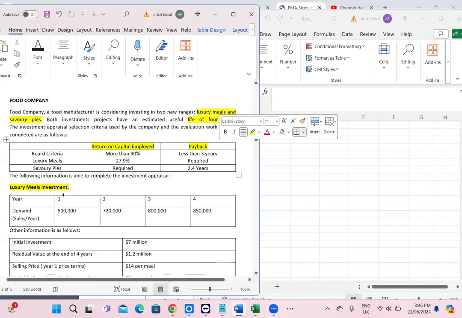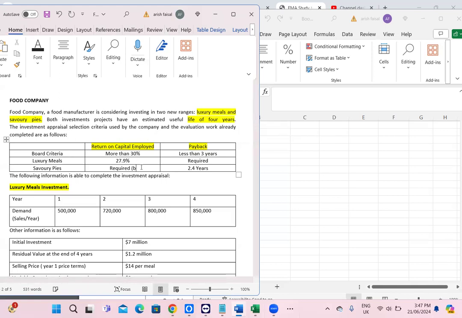So they do have the luxury meals ROCE, which is 27.9%. However, they want us to calculate the savory pies ROCE, which is part B of the question. And the payback for the luxury meals is required, and that's part A of the question. And then you need to comment on it, okay?